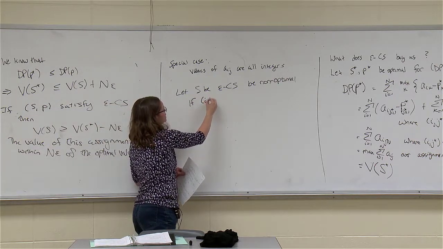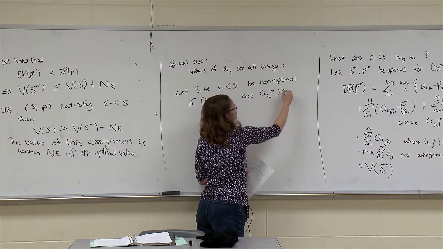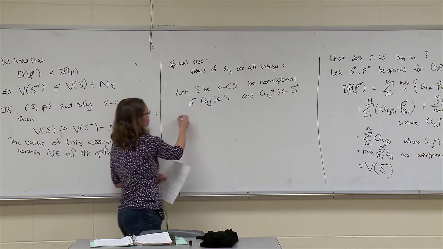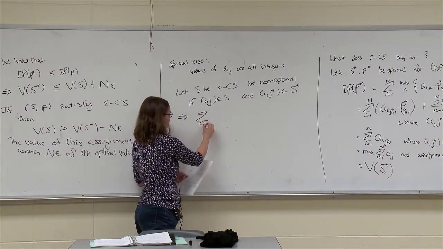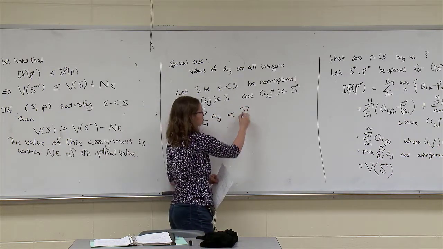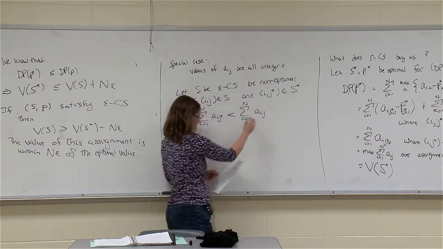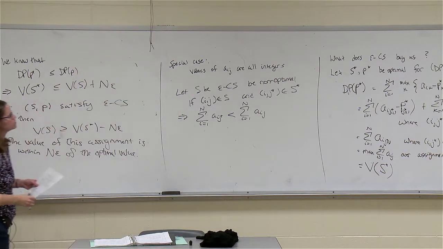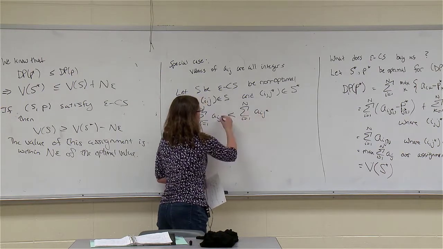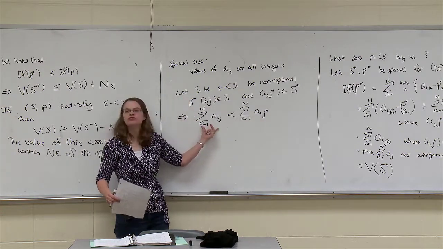So if Ij belongs to this non-optimal assignment and Ij star belongs to the optimal assignment, then certainly the value for our optimal assignment is strictly greater than the value of any non-optimal assignment. This is J star. We're trying to maximize the value, so this is the maximum possible value. If S is non-optimal, then this value is strictly less.